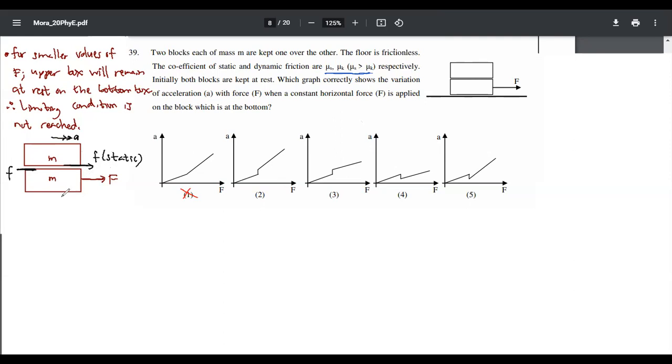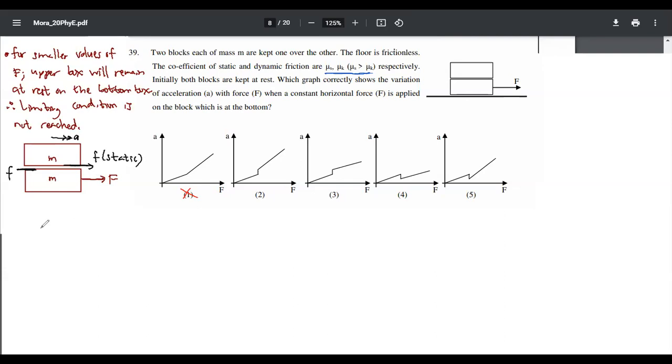Equation is... whose acceleration is it? Which graph correctly shows the variation of acceleration A? Whose acceleration is that then? The system's. Okay, fine. Now here, what is the equation for acceleration?